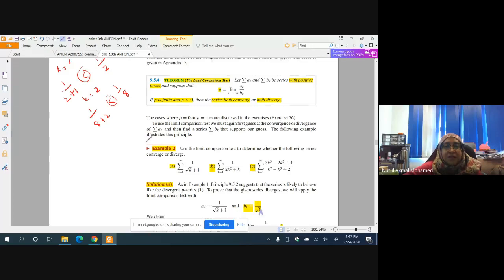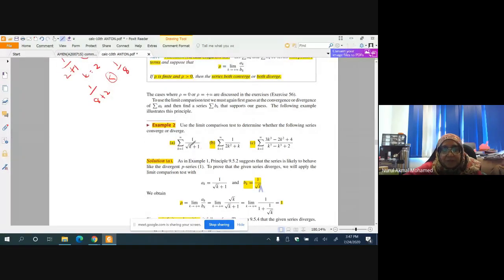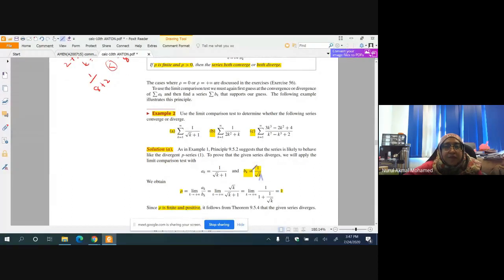Okay, so let's look at example 2 here. 1 over square root of k plus 1. We want to compare with 1 over square root of k. Okay, so 1 over square root of k is what? It is P series as well, with P equal to 1/2. So P equal to 1/2 is what? It's diverge, right? Because P is in between 0 and 1. So this one diverge.